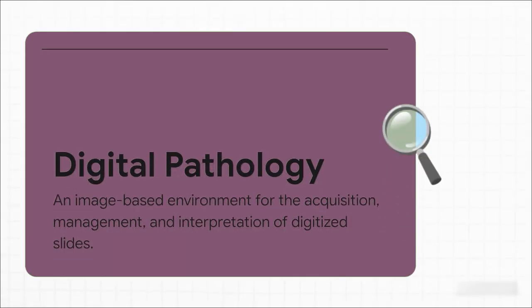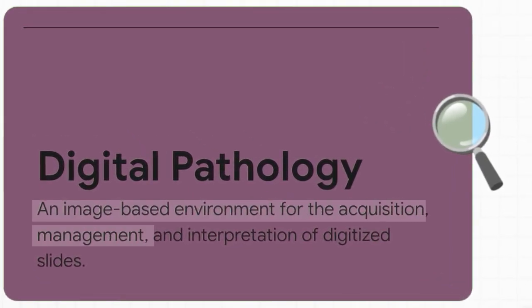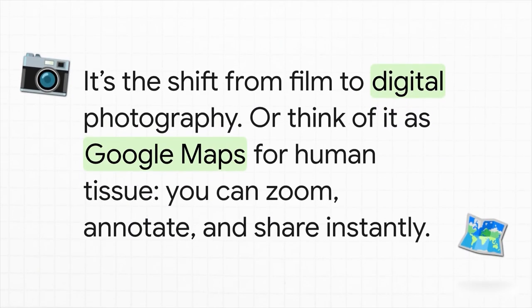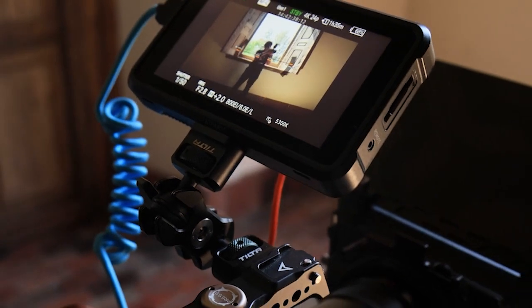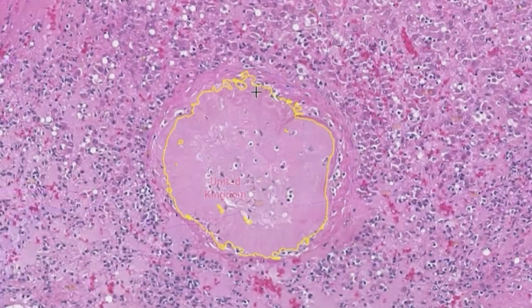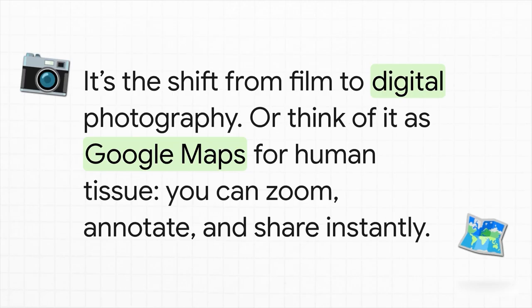So what exactly is digital pathology? While the textbook definition says it's an image-based environment for handling pathology info from a digitized slide, which is true, but we can do better than that. Let's try a couple of analogies. It's basically the same leap we saw going from old-school film cameras to the digital cameras we all have now. Or, here's my favorite one. Think of it as Google Maps, but for human tissue. You can zoom way in, pan around, measure things, drop a pin, and instantly share that detailed map of a patient's cells with an expert on the other side of the world.